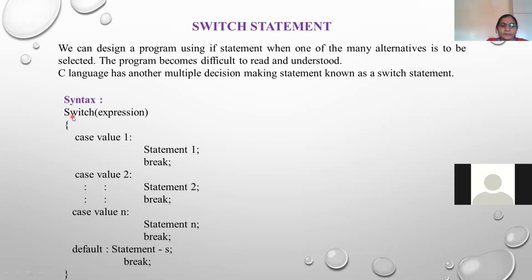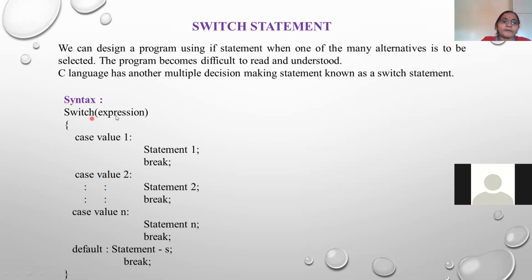Switch is the reserved word. You have to write switch as it is, because this is a keyword and it appears as it is according to the syntax, and then the expression in the brackets. Here, expression means you can give any valid expression or any valid test condition. Then this is the opening brace, and at the bottom you see the closing brace. Within this opening and closing brace is called the body of the switch statement.